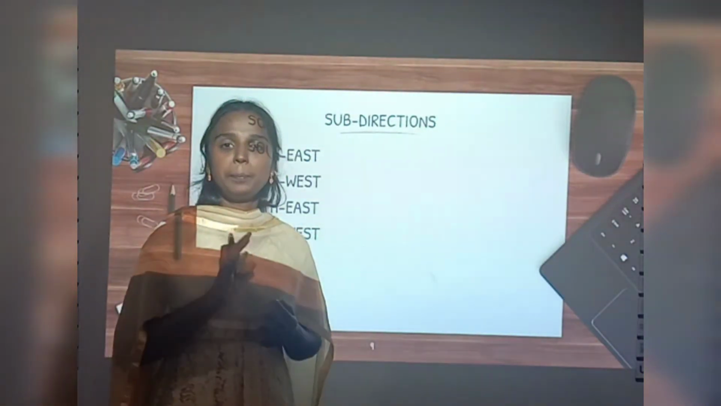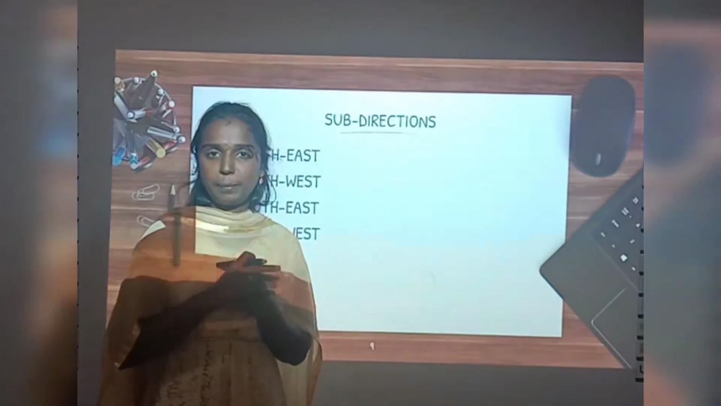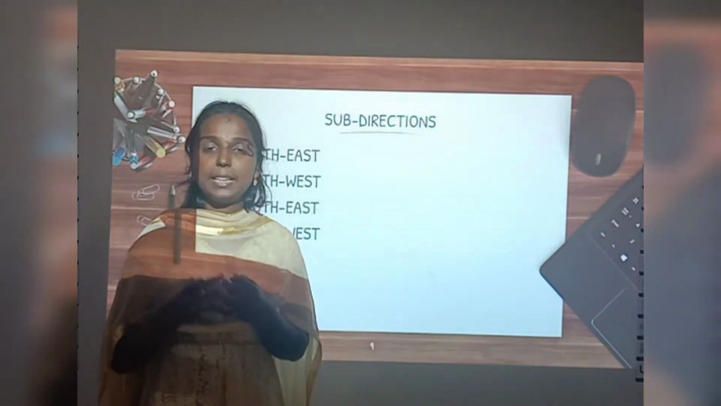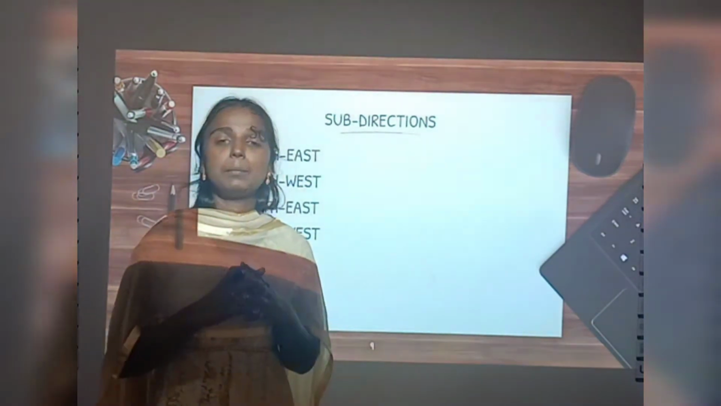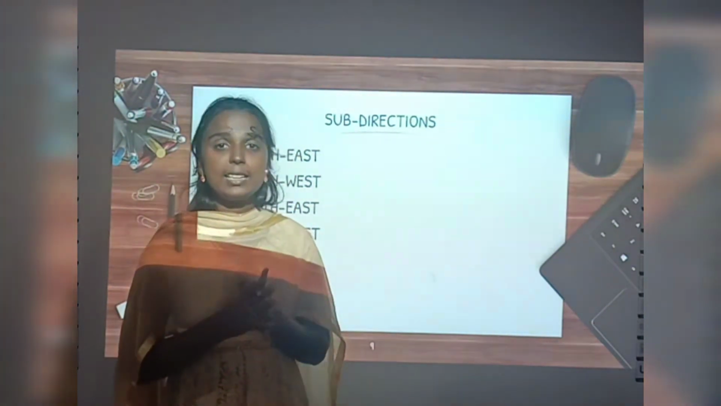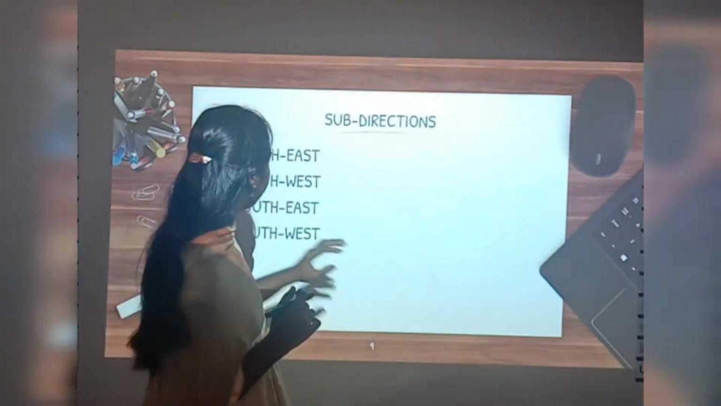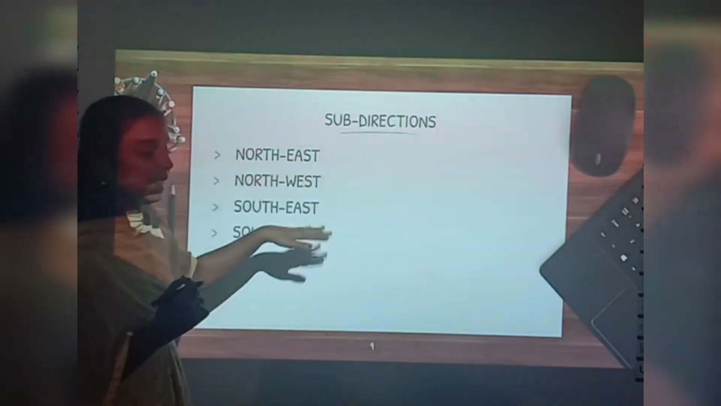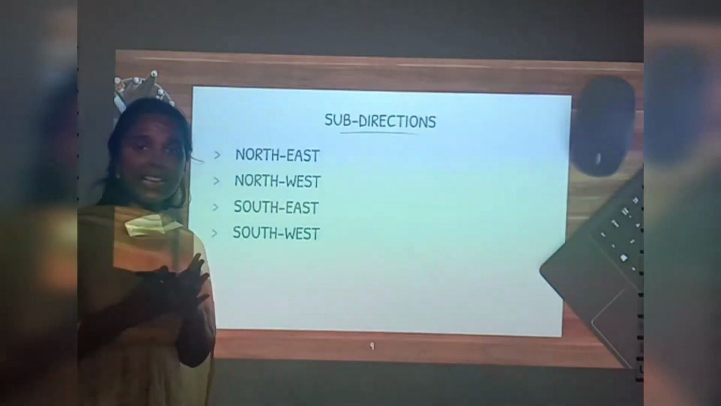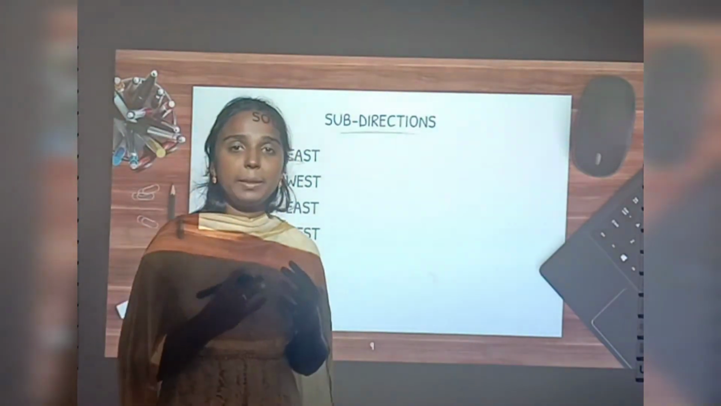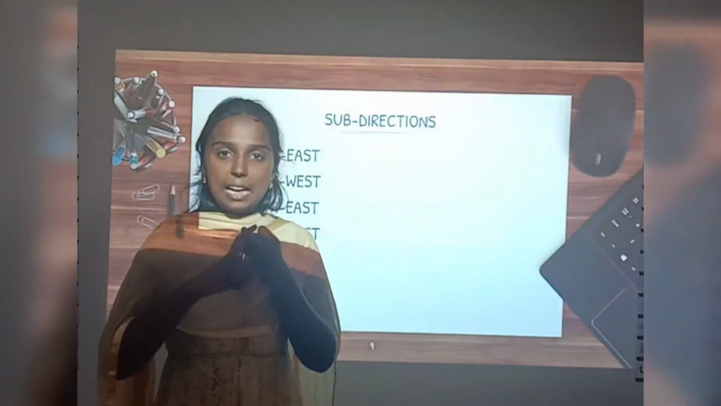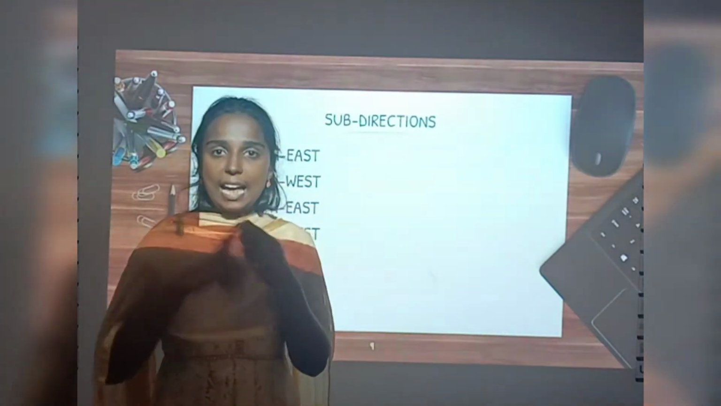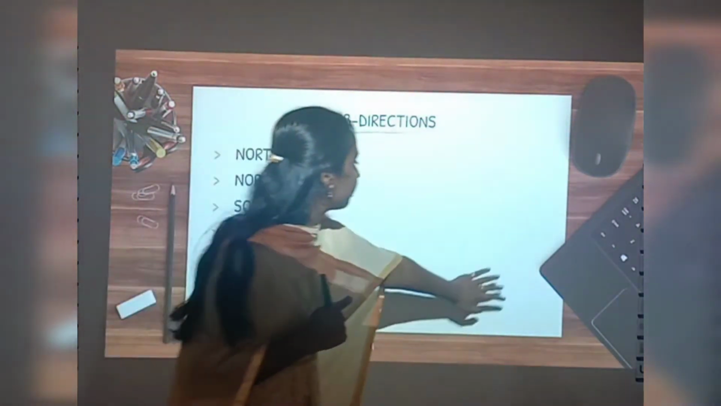Now you know the four main directions, right? What are the four main directions and how we can locate places with the help of those four main directions, right? Now let us learn about the sub-directions. So what are the four sub-directions we have? That is northeast, northwest, southeast and southwest. So repeat with me, what are the four sub-directions we have? Northeast, northwest, southeast and southwest.